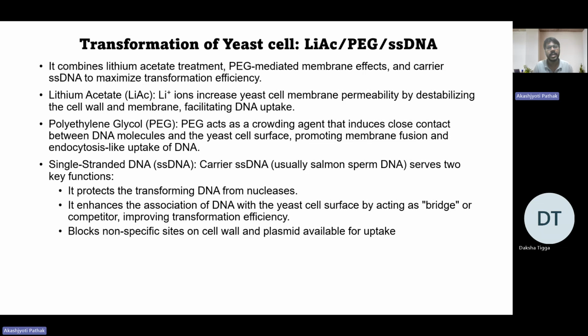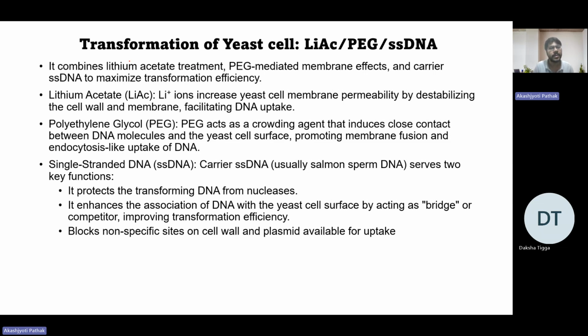Now, transformation of yeast cell: how can we introduce the recombinant DNA in a yeast cell? One of the methods is lithium acetate, PEG, and single-stranded DNA. You need to remember what methods can be used for transformation of yeast cells, and what methods can be used to transform a bacterial cell. Another method is electroporation, which was already covered. If you have gone through the videos, you must have understood.